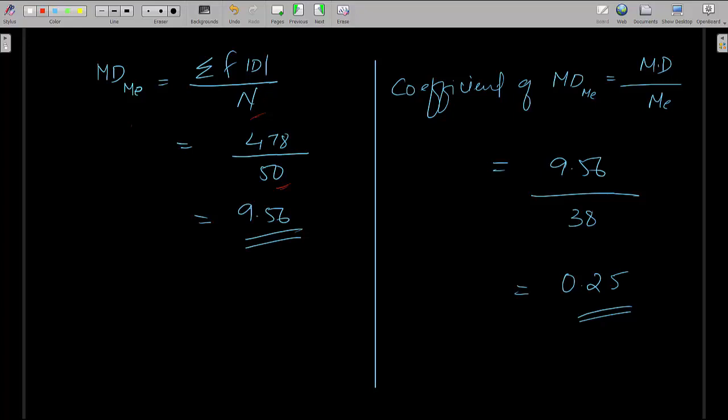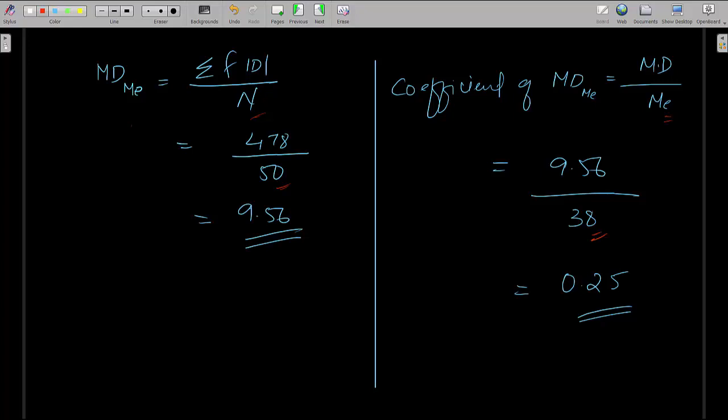Clear? Now, the coefficient. Coefficient of mean deviation from median, MD by median. That is 9.56 divided by 38, that is the median value, is equal to 0.25.